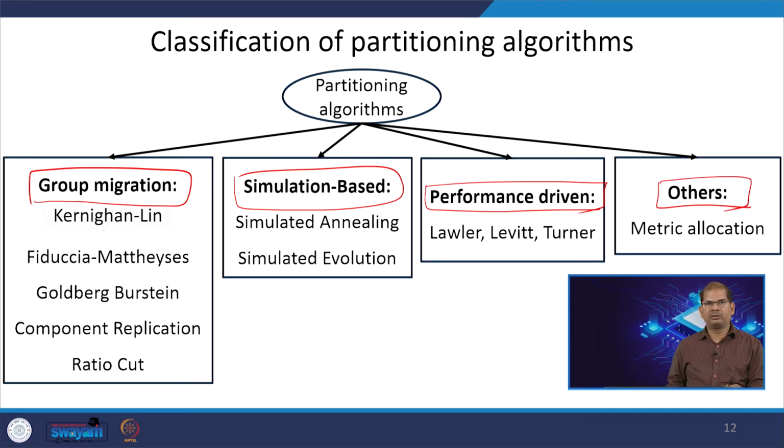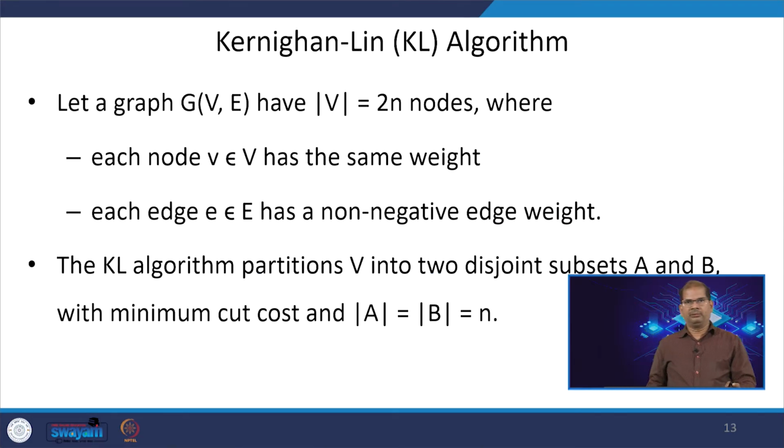In the group migration category we have several algorithms. The KL algorithm, or Kernighan-Lin algorithm, is a popular algorithm, and Fiduccia-Mattheyses, the FM algorithm, is another popular algorithm. Goldberg-Burstein is another popular algorithm. Component replication is also used in group migration. Then ratio cut is another algorithm which falls under the category of group migration. Then simulated annealing has two different categories, called simulated annealing and simulated evolution. So, these are the different categories of algorithms.